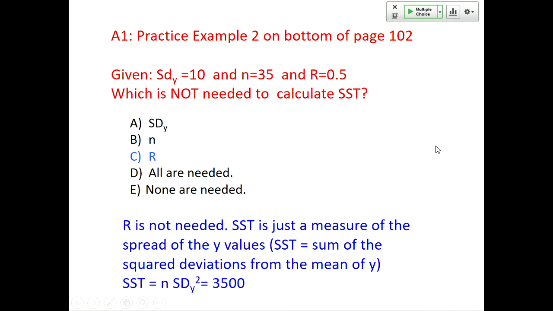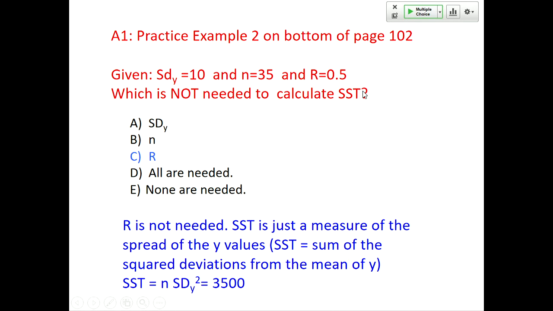And let's see why. r isn't needed because this sum of squares total is just a measure of the spread of those y values. It has nothing to do with how well the model fits. It's just the sum of the squared deviations from the average y. That's how you would calculate it. It's just n times the variance of the y's, 3,500. In this case, 35 times 10 squared. All right, so now let's look at our next question here.